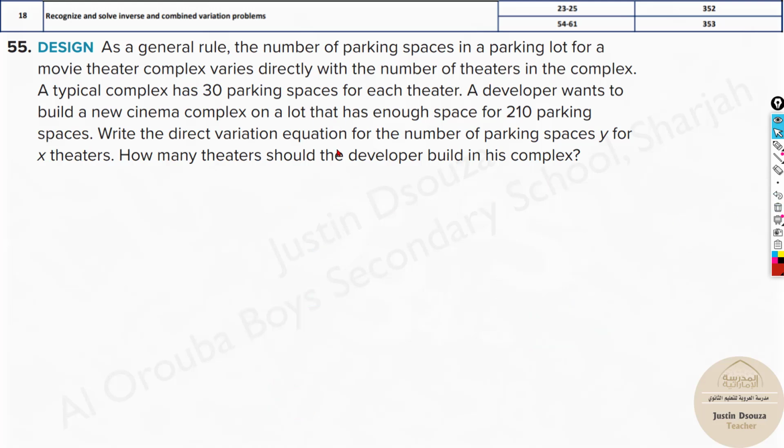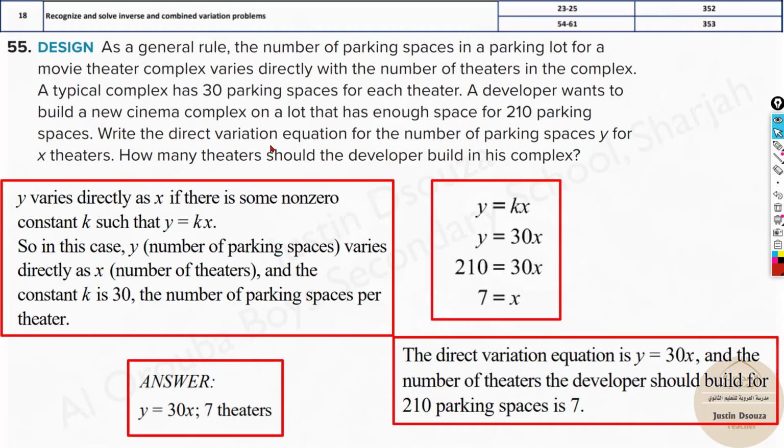Now the other problems are similar. It's a direct variation problem. As a general rule, the number of parking spaces in a parking lot of a movie theater complex varies directly with the number of theaters in the complex. And they have given us the values. We have to just substitute and solve. A typical complex has 30 parking spaces for each theater. That is the k value, a constant value: 30 for each theater.